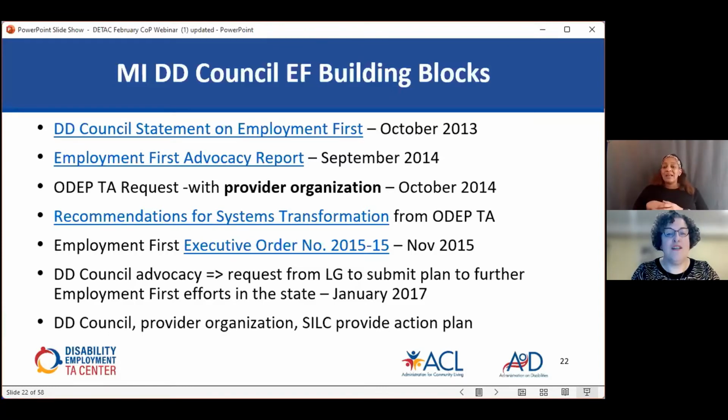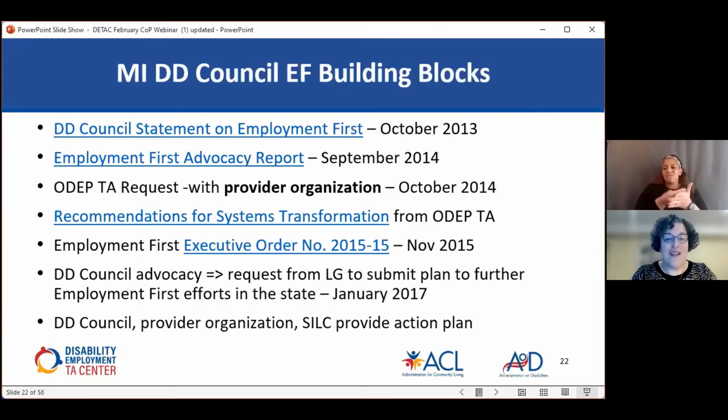In 2015, the state of Michigan established an Employment First executive order. And in 2017, the DD Council advocated for concrete steps to support the executive order. It appeared that it was there on a piece of paper, but there hadn't really been much that the state had done to support what was in the executive order. So working with the provider organization and the statewide Independent Living Council, an implementation plan was developed. And in fiscal year 18, the state of Michigan allocated funds to support objectives stated in the executive order.